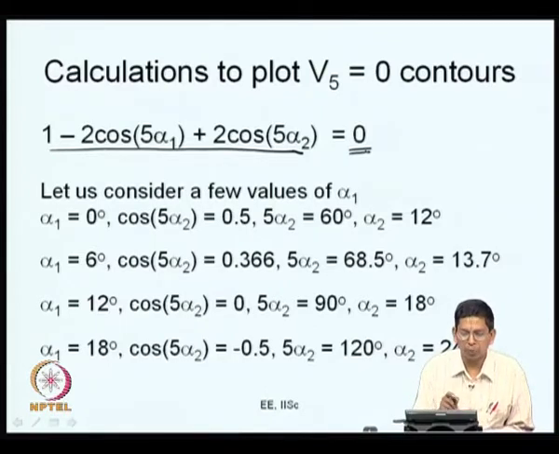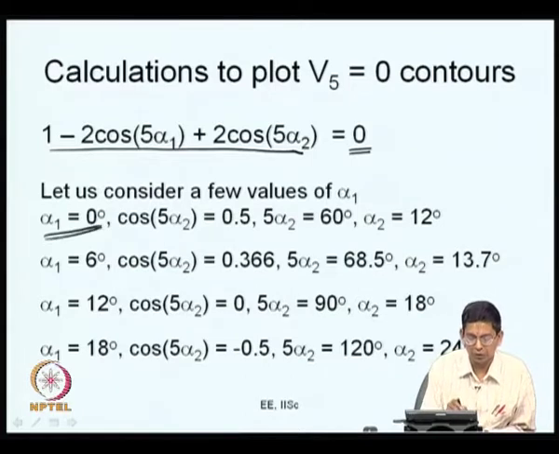Now, what you can do is plug in a few values of alpha 1 and find out the corresponding values of alpha 2. Alternatively, you can plug in certain values of alpha 2 and come up with certain values of alpha 1, fine, we can do that. So, we will be able to find a few points at which the fifth harmonic is 0, and we can connect them and get some idea. So, let us start with alpha 1 is equal to 0, it is our friend. Because alpha 1 is equal to 0, cos 5 alpha 1 is cos 0, and cos 0 is 1, we know that very quickly.